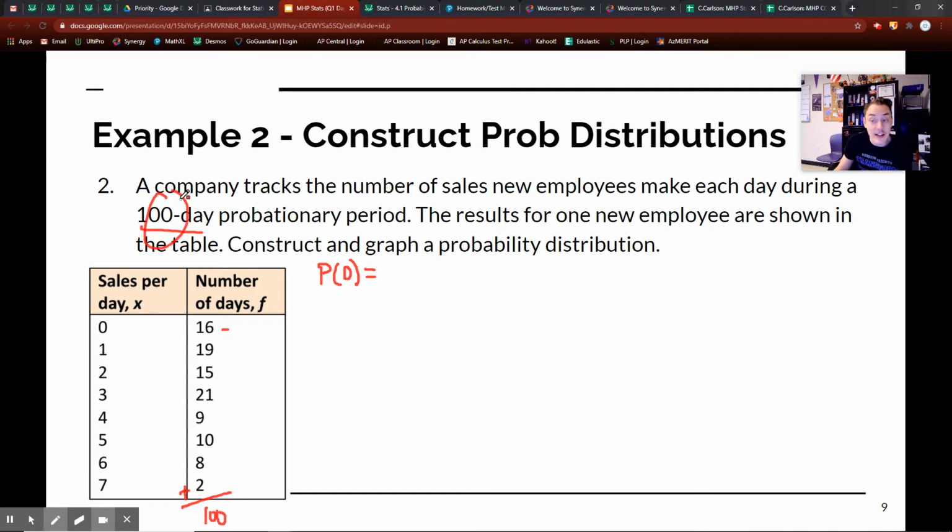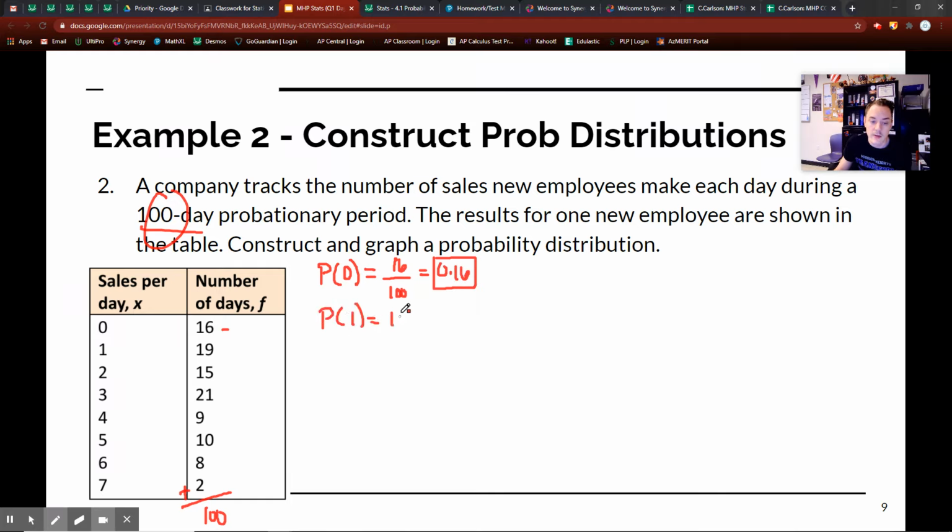And now they gave that to us. If you weren't paying attention, they gave that to us at the very beginning. It's a 100-day probationary period. So that's nice, right? So it's 100 days. Now let's start. Probability of 0 is 16 divided by 100. And this is really nice because this is just straight up 0.16. Okay, because now it's over 100.